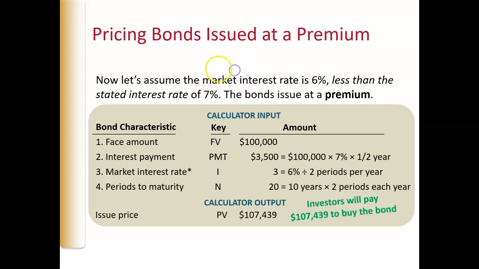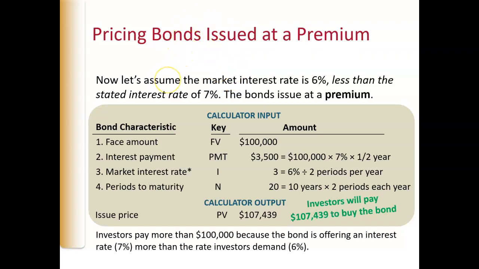So the big focus is if the stated rate is the same as the market rate, then it's easy. The face amount is what the bonds are going to issue for. But when the stated rate is less than the market rate, bonds are going to issue at a discount. And guys, just write that down. Sometimes having those notes is helpful so you understand. If the market rate's greater, that means the bonds will always issue below the face amount at a discount.